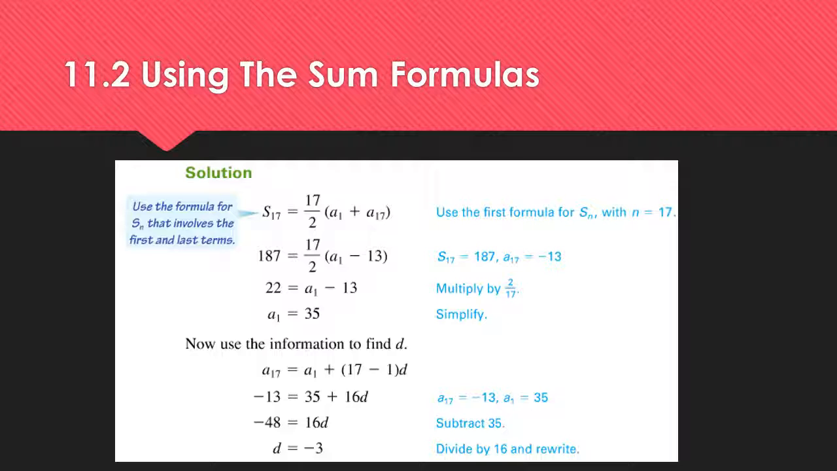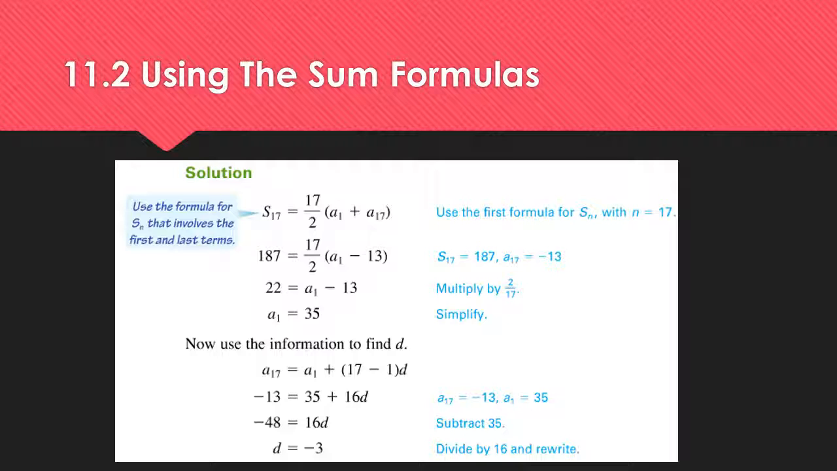All right, so first we have the formula, and we've substituted in the values that we know. We have 17 over 2 because it's 17 numbers. We have A sub 1 plus A sub 17. And we know that A sub 17 is negative 13, so in the second line we put that in. And we also know the sum is 187, so we're going to put that in. And then we're going to solve for A sub 1. And so we do a little algebra, and we get A sub 1 is 35.